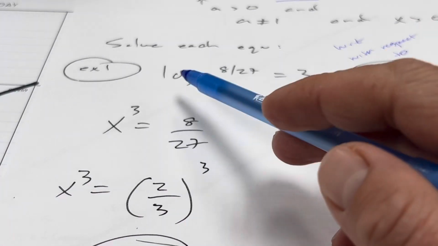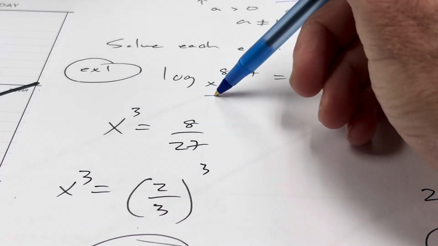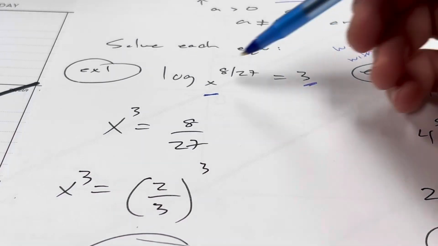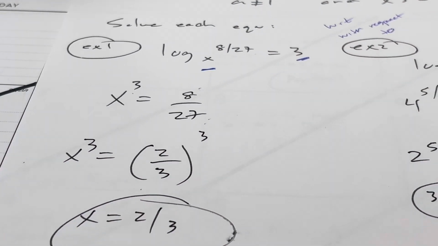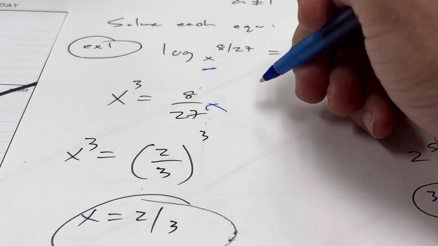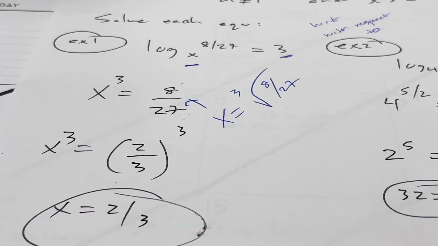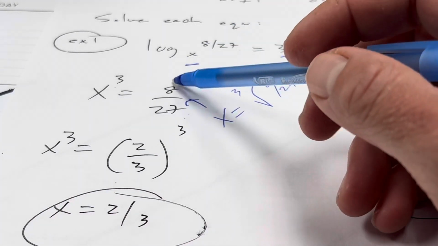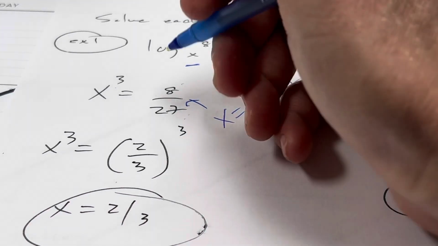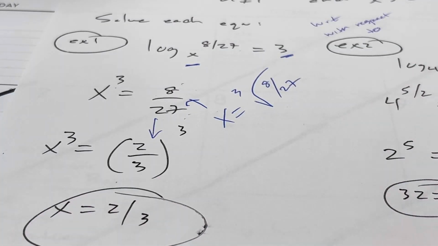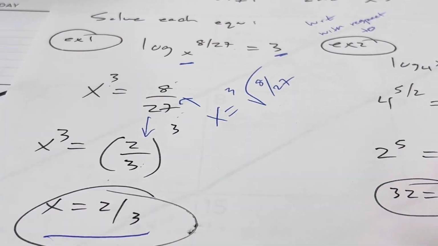Solve each equation. Log base x of 8/27 equals 3. That means x is the base, 3 is the exponent, and 8/27 is what we call our answer. So how do we solve this? You could take the cube root of 8/27. What's the cube root of 8? 2. What's the cube root of 27? 3. You can also rewrite it like this because 8 is 2 to the third, and 27 is 3 to the third. So there are a few different ways to get 2/3 as an answer.